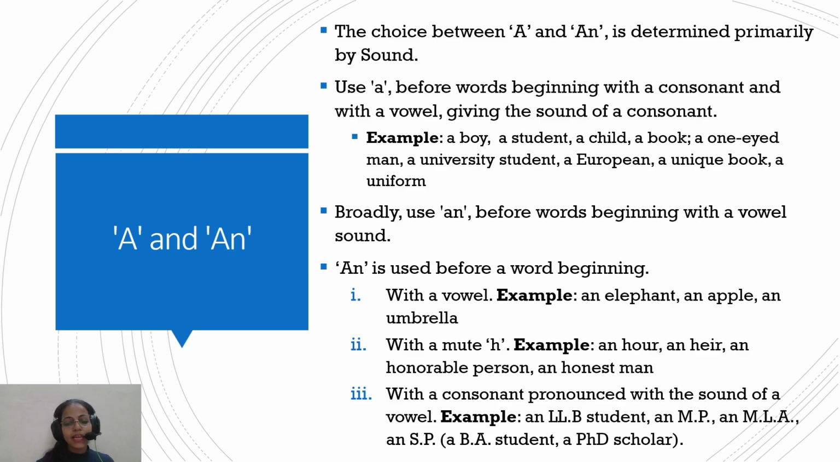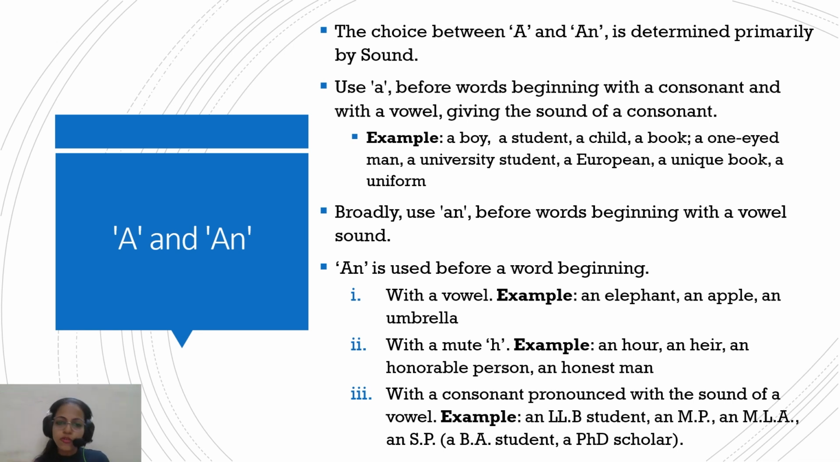So, an LLB student. Here, LL sounds like "el el bee", so it sounds like it's starting with a vowel. While L is a consonant, it sounds like it's starting from a vowel, so it will be "an LLB". An MP, an MLA, an SP. But if it is a BA student, because B sounds like a consonant, it will be "a BA student", a PhD scholar, a NASA scientist. What else? A UNESCO body.